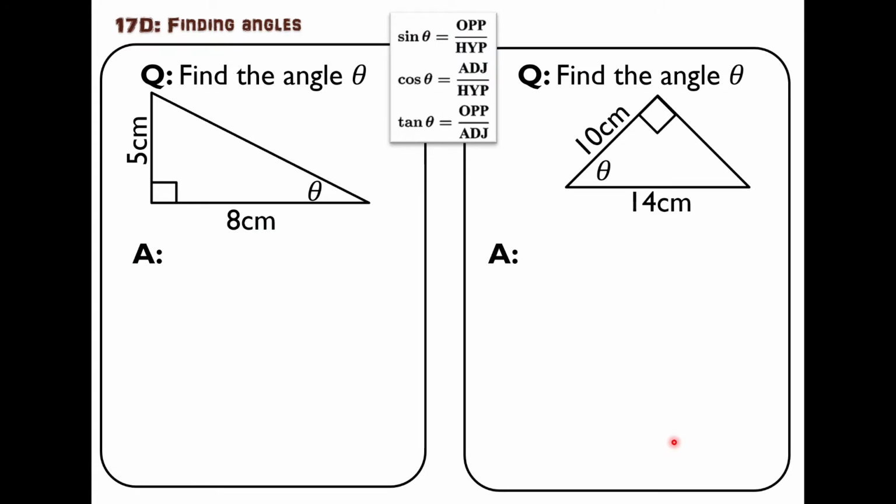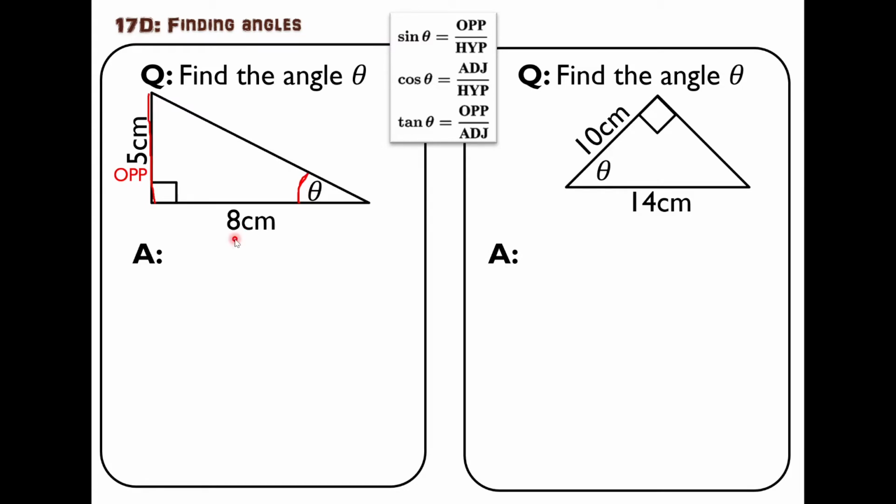We'll do a similar sort of thing as before, where we need to figure out which formula to use. I want to figure out this angle here, so that's the angle that I'm thinking about. I've got this side here, the 5 centimeters. Is that opposite, adjacent, hypotenuse? The 5 centimeters is opposite, because it is the one side that does not touch the angle. It's far away from the angle.